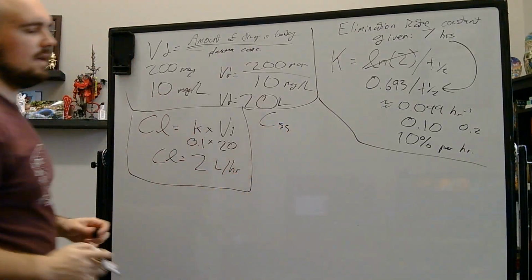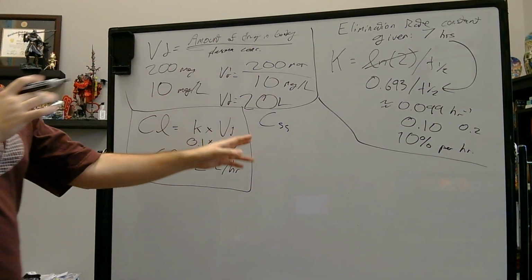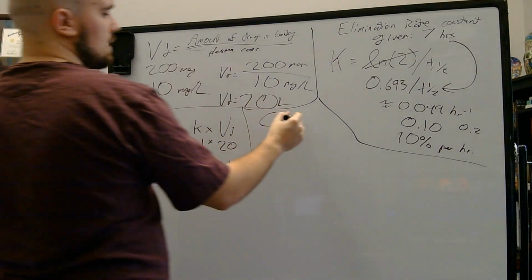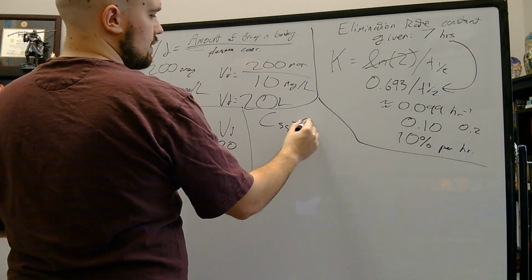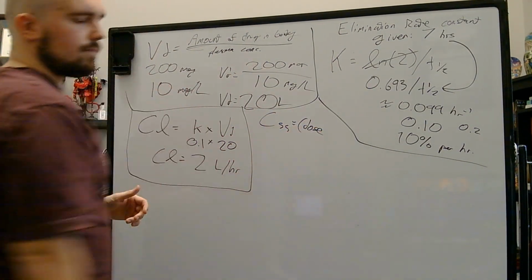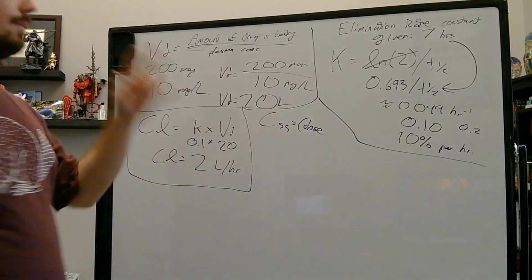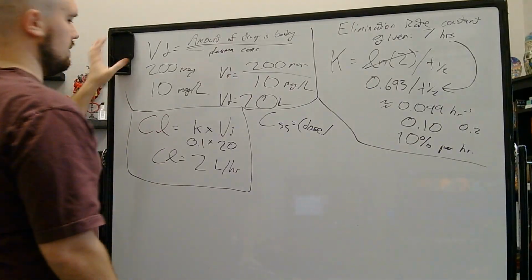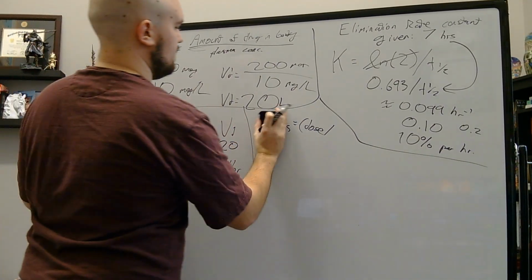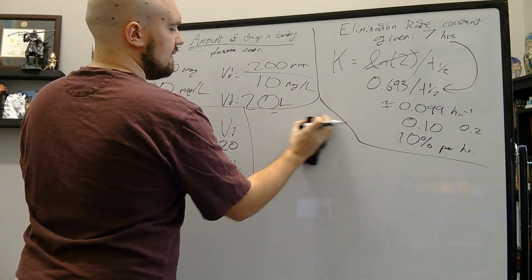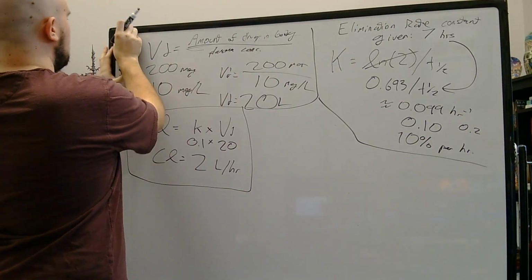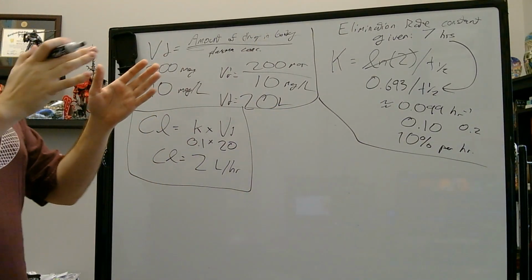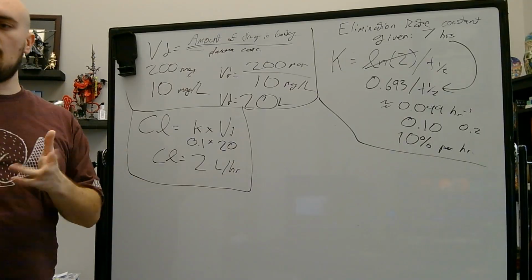So, concentration at steady state. The formula for this one, simplified, you have dose divided by tau, and tau is the dosing interval. So how often do you give a drug?